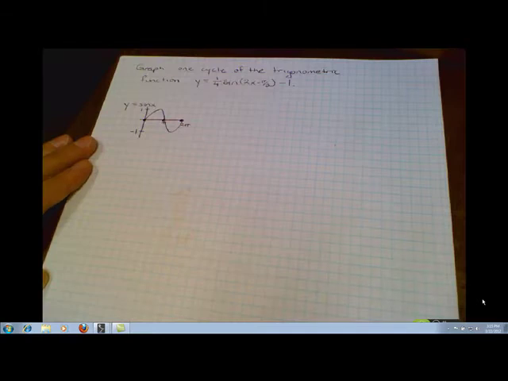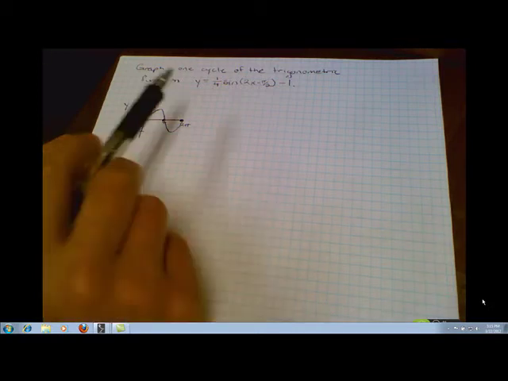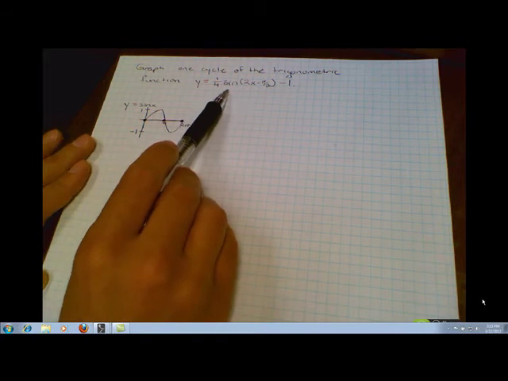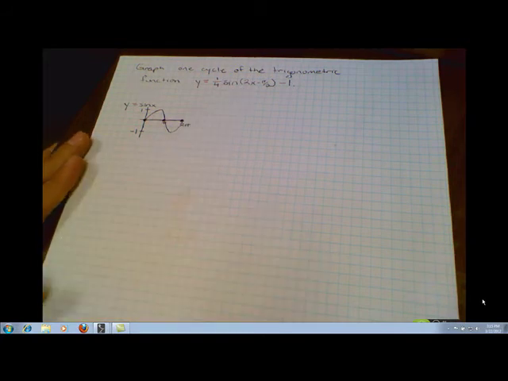Once you've familiarized yourself with the basic graphs of sine of x and cosine of x, you might want to graph a more complex function, like this one, y equals 1/4 sine of 2x minus pi over 2, minus 1.